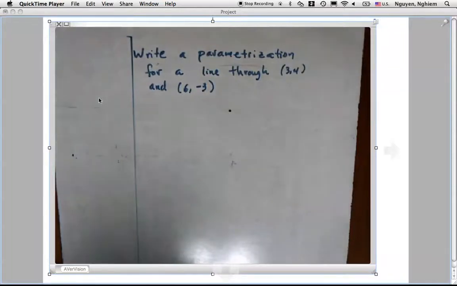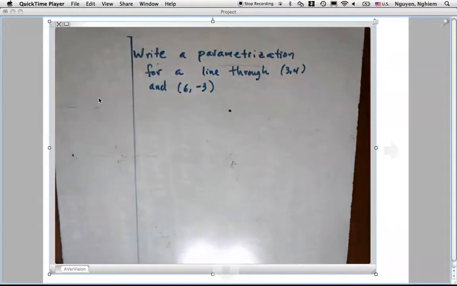Hello students, and welcome to the continuing lesson on parametric equations. In this video we are going to look at some examples of writing parametrizations or parametric equations using 2 points and writing equations for a line. So we'll start out with the most basic example and work with lines only.